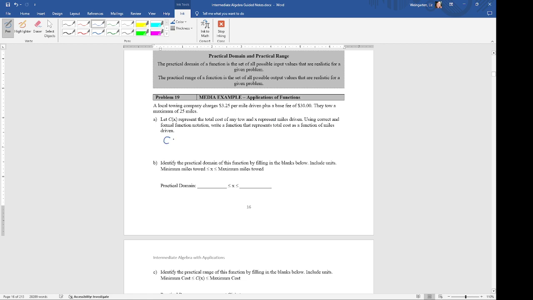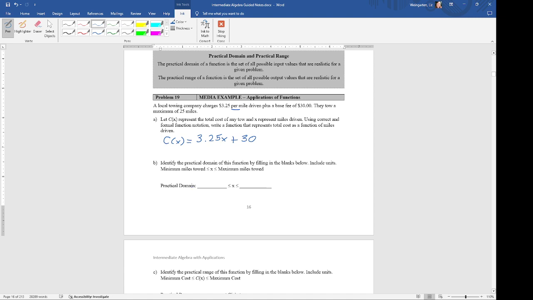So C of x is equal to what? Where are we putting that x? What are we doing with these numbers? Whenever you see the word per next to a number, it is highly likely you are multiplying that number by the input. So it's going to be 3.25x, because each mile it's going to be $3.25. Plus, when you see words like base fee or standard fee or fixed cost, that's going to stand alone. It's going to be $30.